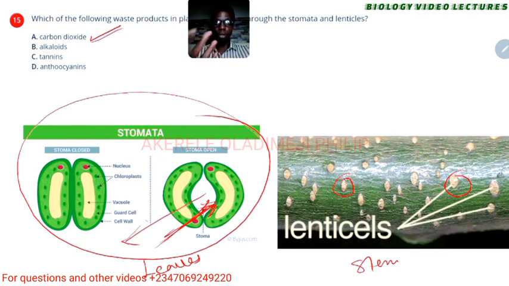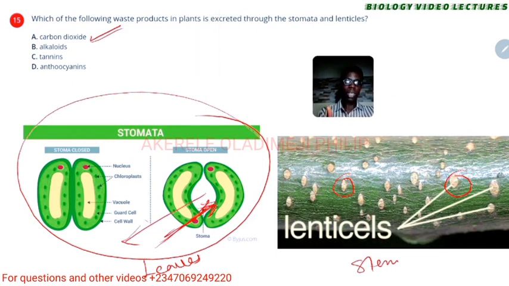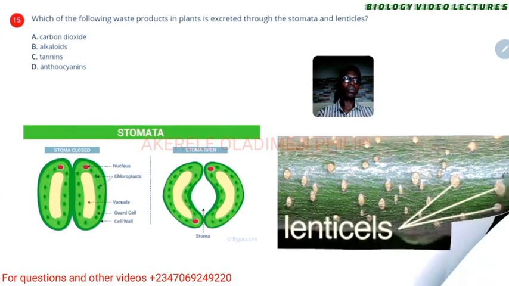So from this question, we were only given carbon dioxide as a waste product that goes out through lenticels and stomata. So you should know now that lenticels are found on the surface of the stem, while stomata are found on the leaves. Don't forget, stomata is plural, stoma is singular.